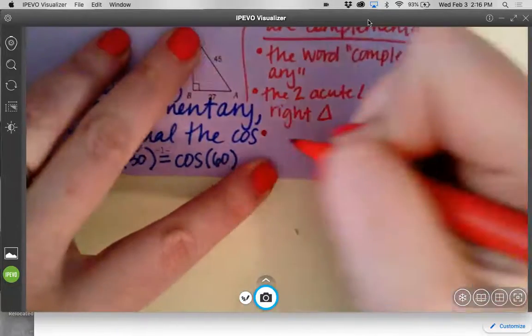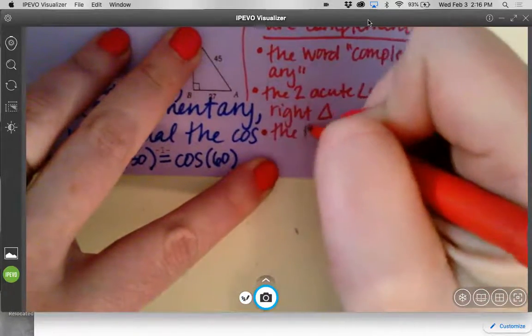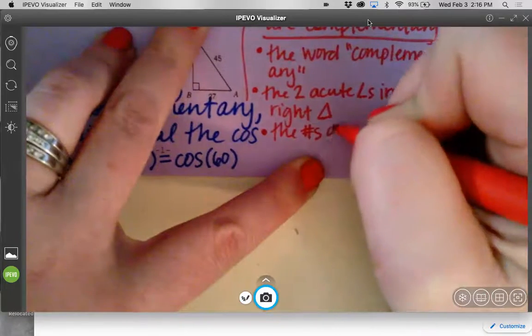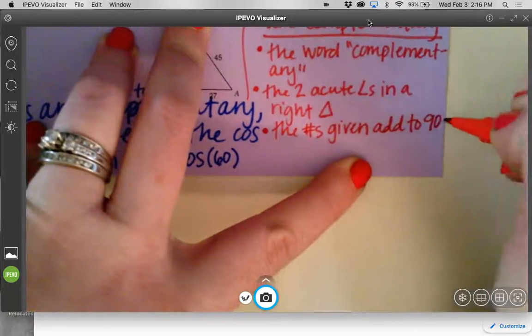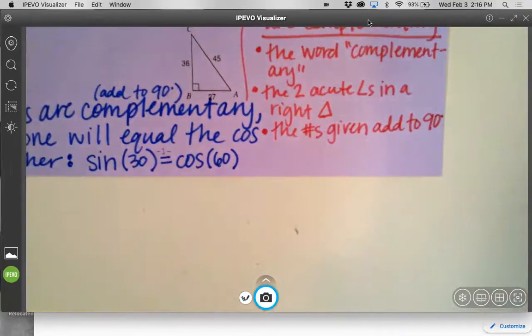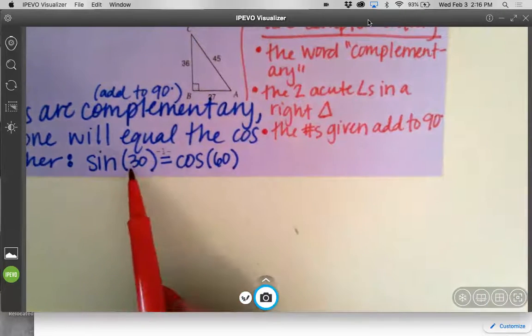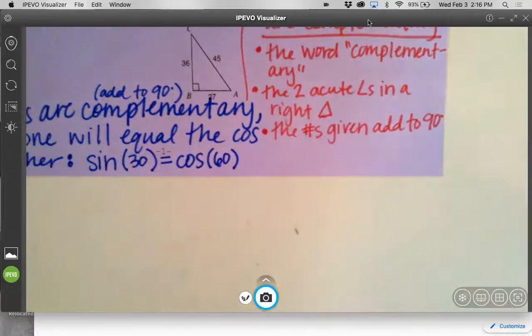Okay, the next real obvious one, there's 4 actually, sorry. The numbers given add to 90. So if it says, which of the following is equal to the sine of 30? And you've got A, B, C, D. You're looking for the cosine of something that makes 30 plus that equal 90. Or if it says, given that the sine of 45 equals X, which of the following is also equal to X? You're going to pick cosine of the other number.